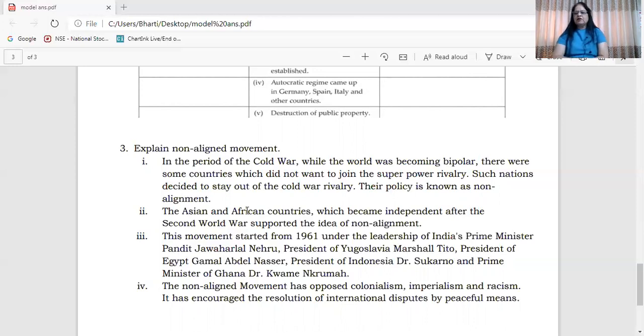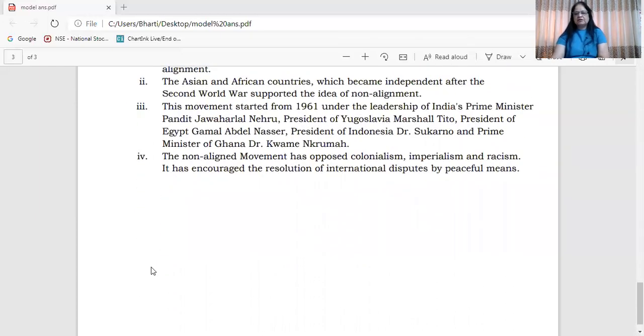President of Yugoslavia, Marshal Tito, President of Egypt, Gamal Abdul Nasser, and President of Indonesia, Dr. Sukarno, and Prime Minister of Ghana, Dr. Kwame Nkrumah. The non-alignment movement has opposed colonialism, imperialism, and racism. It has encouraged the resolution of international dispute by peaceful means.